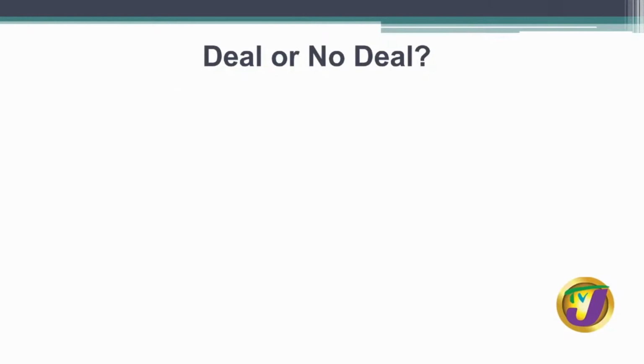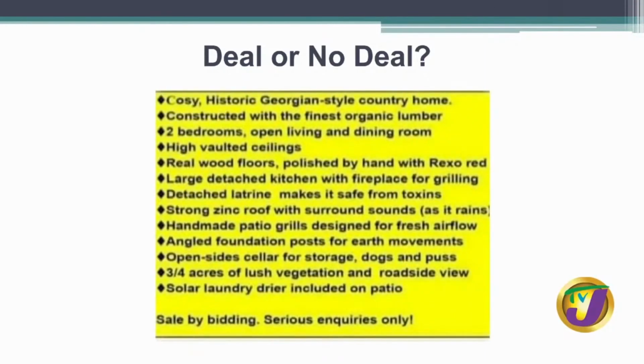So let's get into our first activity, deal or no deal. Look at this advertisement. Cozy, historic, Georgian-style country home, constructed with the finest organic lumber. 2 bedrooms, open living and dining room, high vaulted ceilings, real wood floors, polished by hand with Rexo red. Large detached kitchen with fireplace for grilling. Detached latrine makes it safe from toxins.